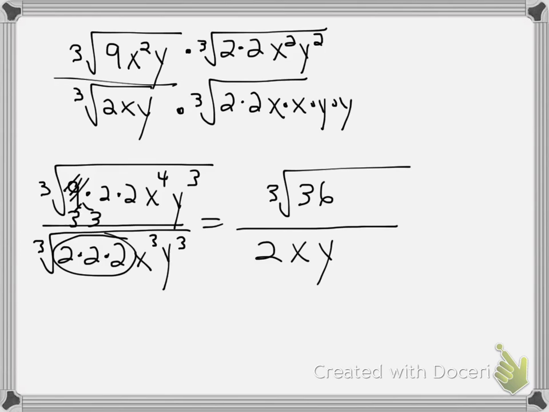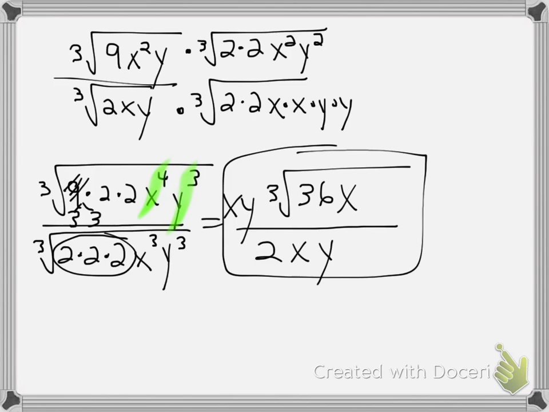Now I still have my x term and my y term to try and simplify. Do I have a set of 3 with those x's? Yes, I have a single set with 1 remaining. With my y's, I have 1 set of 3, so I can go ahead and write that as a single y with no y's underneath that radical, underneath that root. So we're at this point. This right here is not done yet. I need to simplify even more.